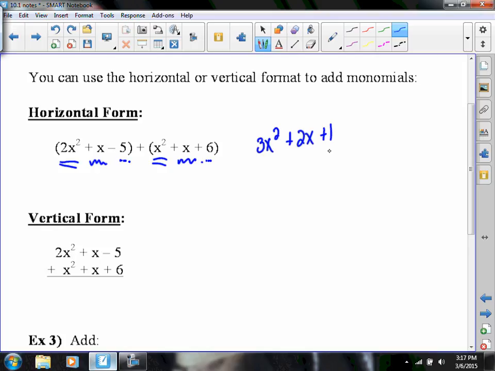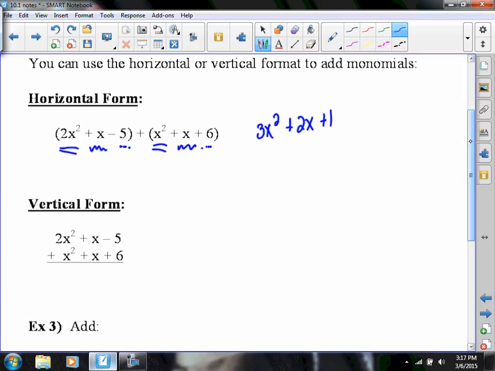So this is a good time, if you have colored pencils or markers or highlighters and you want to use them, you can. You could highlight all of the terms that are the same in one color and then switch for a different term. Okay, now vertical format is really nice because it helps you line everything up. So you line up the x squared and then the x's and then the numbers.